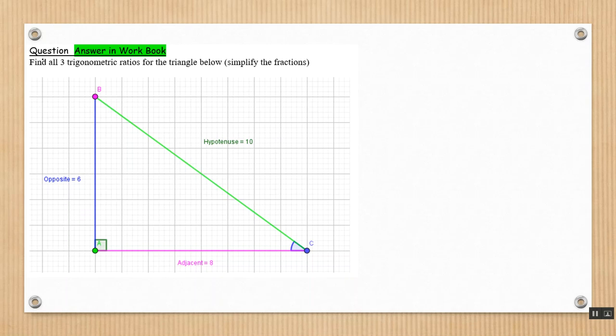So now there's a question for you to do: find all 3 trig ratios in the triangle below. Pause the video, do this question in your workbook, and then check to make sure you got it right.